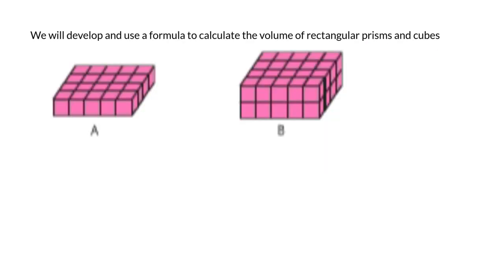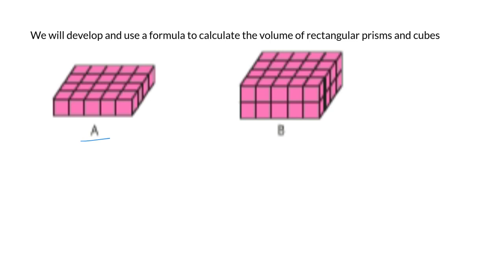Moving on, here is where we're going to really start to work on creating our formula to calculate the volume of rectangular prisms and cubes. So right here on your screen, you see two separate solids. These solids are both rectangular prisms. We're going to start by talking about solid A. Since none of the side lengths are labeled, we're going to go ahead and work on doing that together.